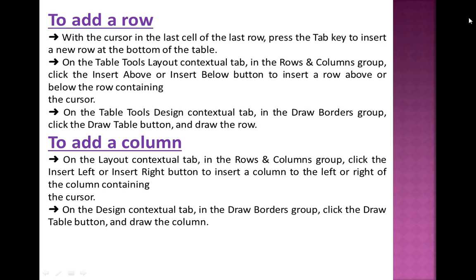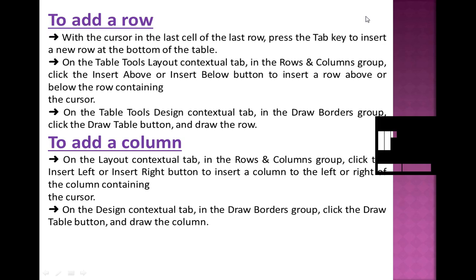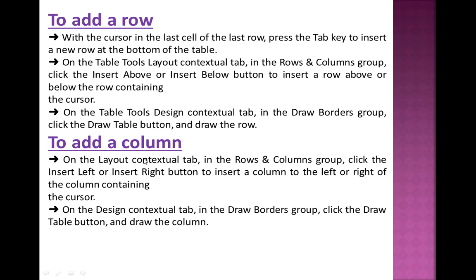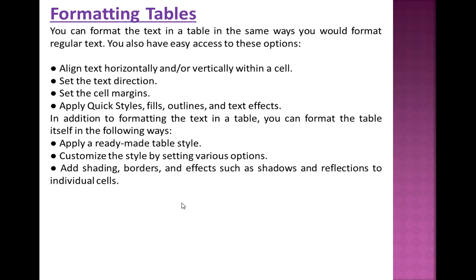Then how to add a column? There are multiple options to add a column also. On the Layout contextual tab in the Rows and Columns group, click Insert Left or Insert Right. Means either you can insert the column left or you can insert the column right. On the Design contextual tab in the Draw Borders group, click the Draw Table button and then draw the column. This is how we can add a row and a column.